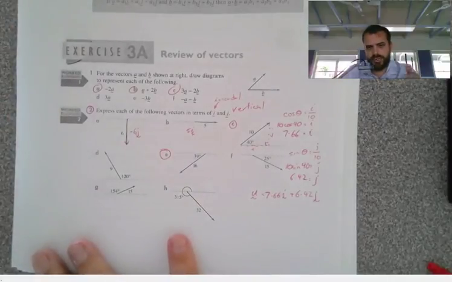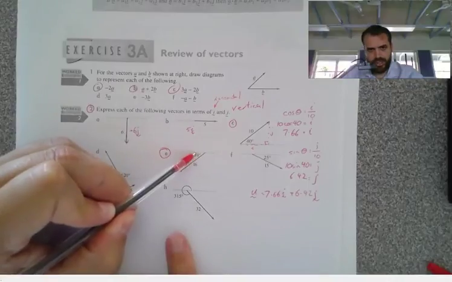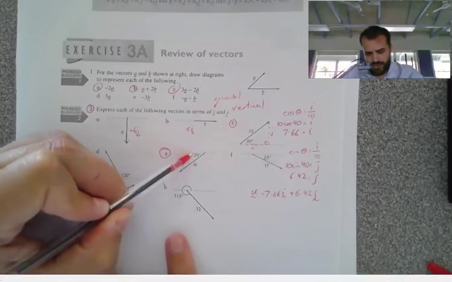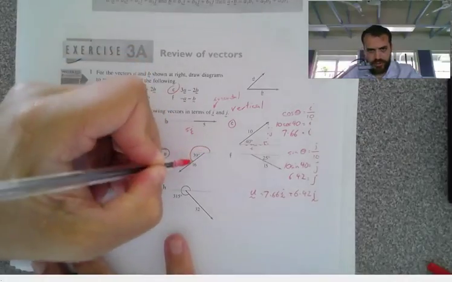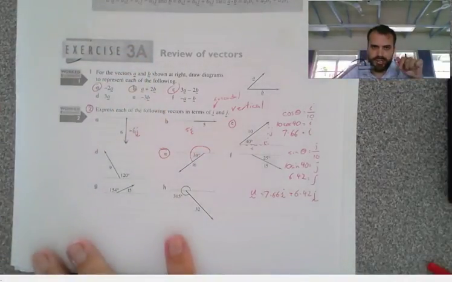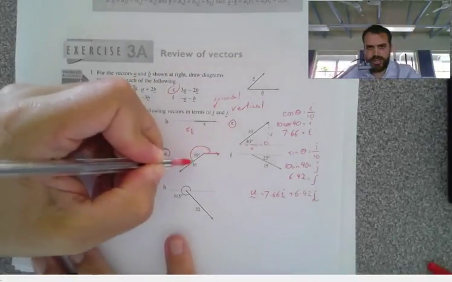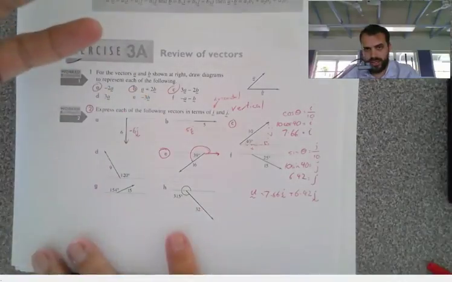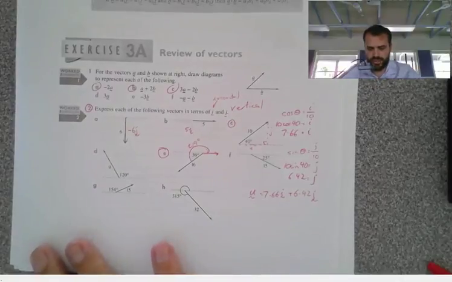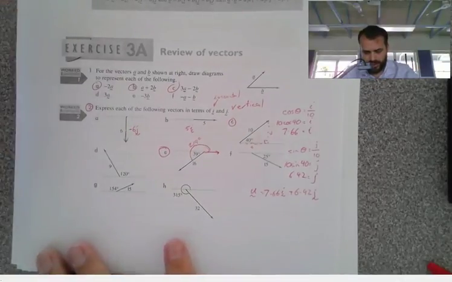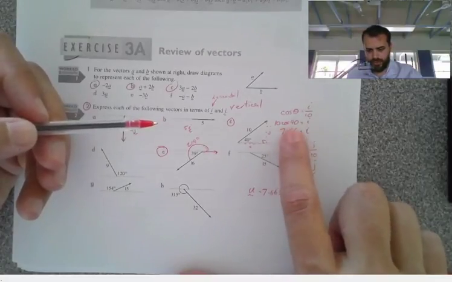Now, the only difference between question C and question E is that you've got your 39-degree angle here, but don't use 39 degrees. Instead, go all the way around from the positive direction of the x-axis. Start along this line, go around here. So it's 180 plus 39, which is 219. Use that 219 instead.